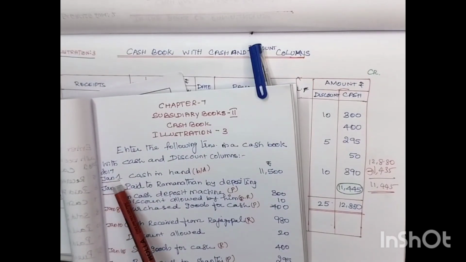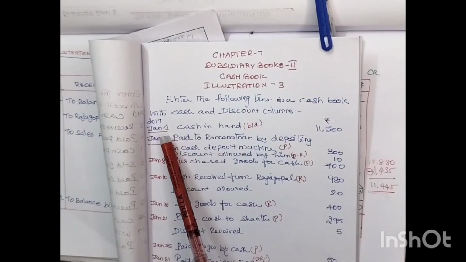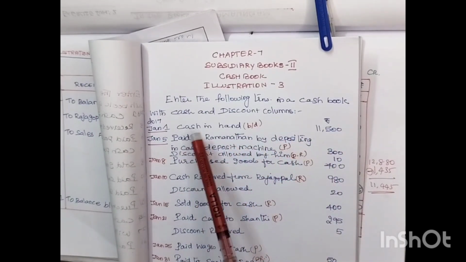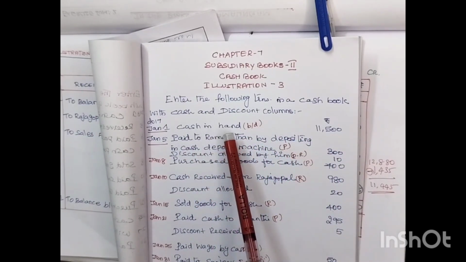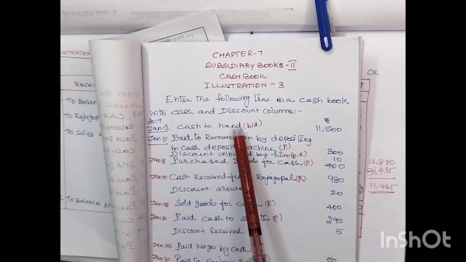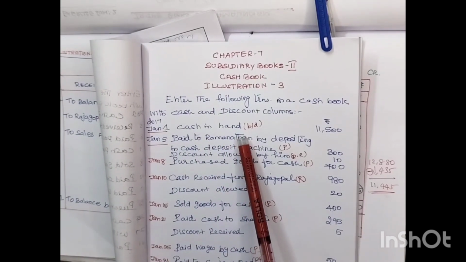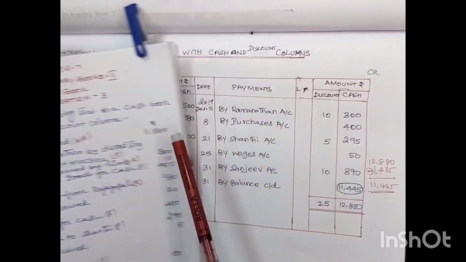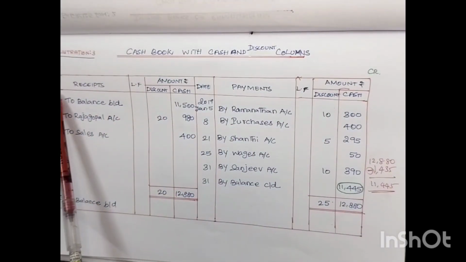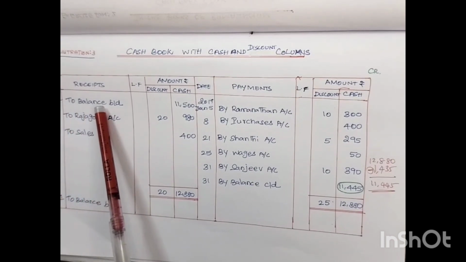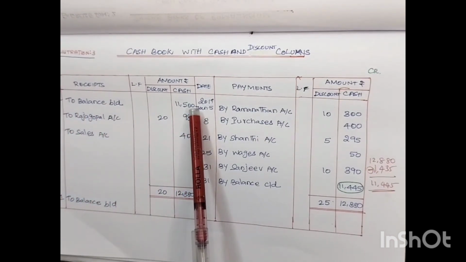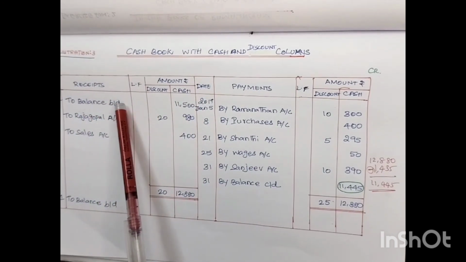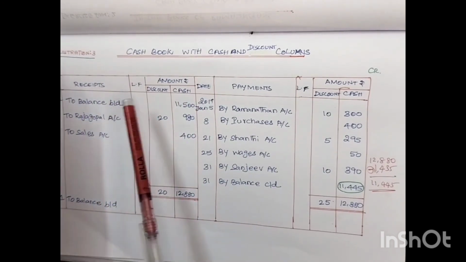The first transaction is 2017 January 1, cash in hand 11,500. Cash in hand means the opening balance of the cash account. The opening balance of the cash account we always enter into the debit side of the cash book. So dated on January 1, to balance b/d 11,500 is entered into the cash column. To balance b/d means the opening balance of the cash account.